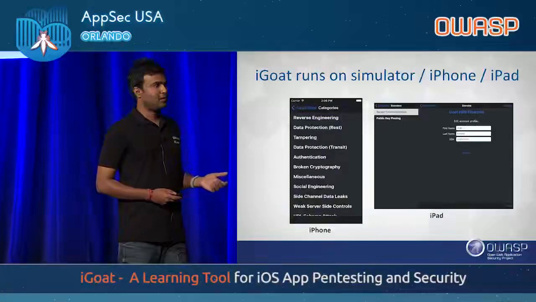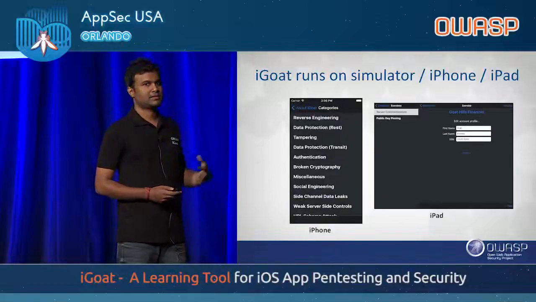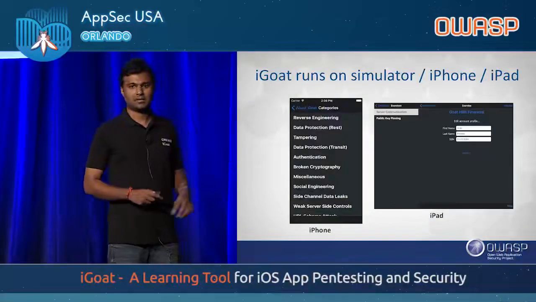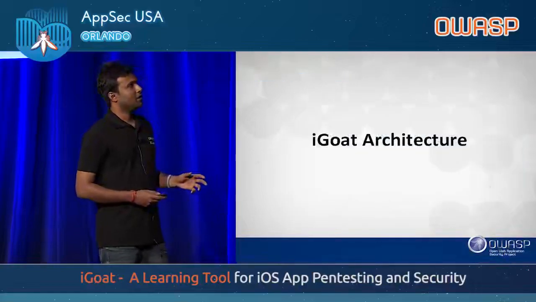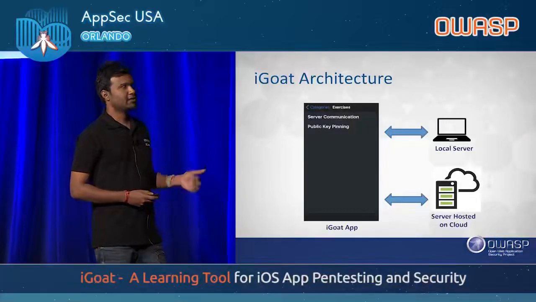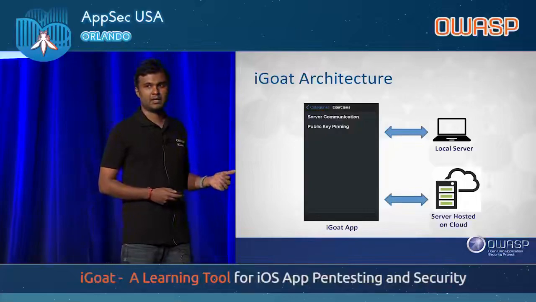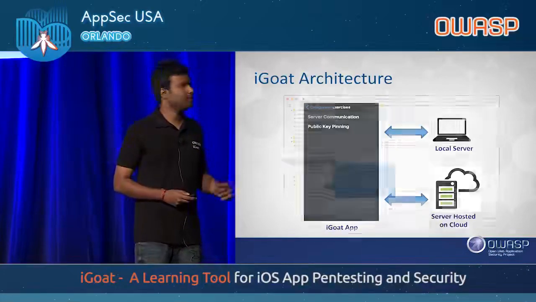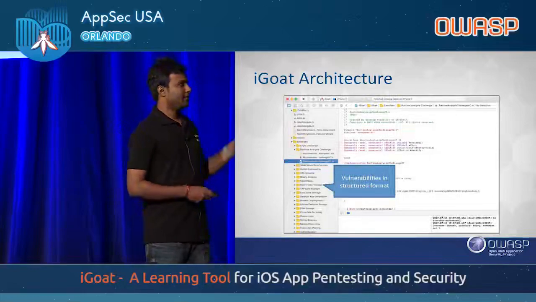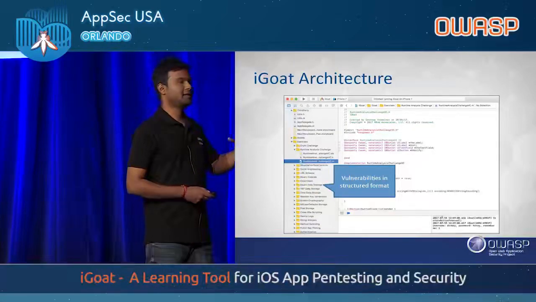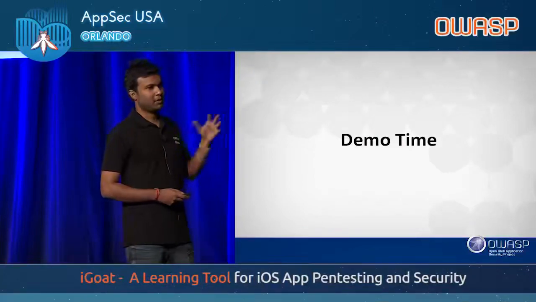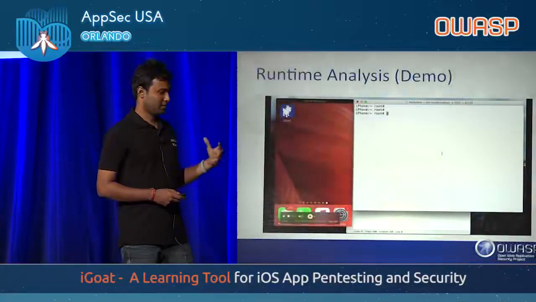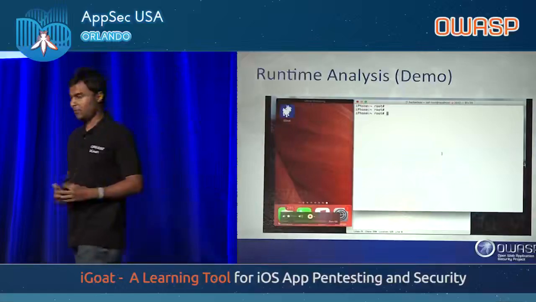The best thing about iGoat is it runs on all the iDevices: simulator, iPhone, iPad. We don't have any restrictions on a particular device. This is the iGoat architecture. We have one server written in Ruby, and one server hosted on the cloud. The vulnerabilities are in a very structured format. If you are a newbie, or a developer who wants to contribute, you can easily add an exercise to the existing project. I'll be showing a couple of demos, the cool challenges we have developed in the project.